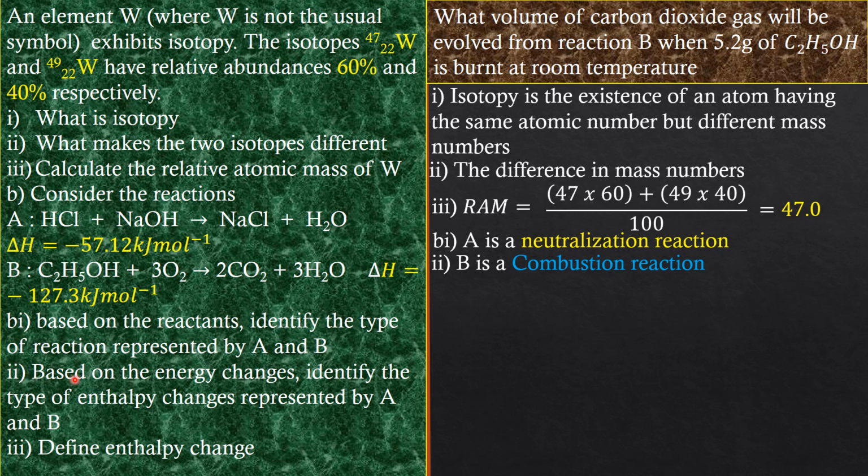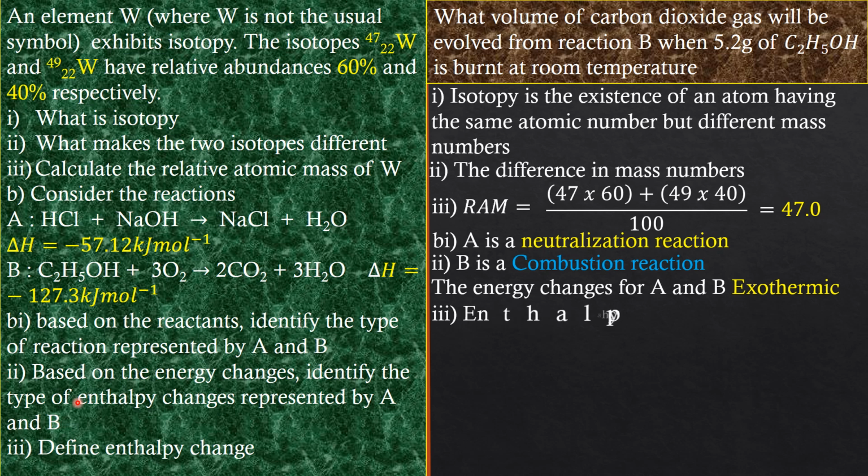Roman 2 says that based on the energy changes, identify the type of enthalpy changes represented by A and B. Since the delta H values, or the enthalpy changes of the two equations, are negative, it means that reactions A and B are exothermic reactions. If they were positive, it would have been an endothermic reaction, but since they are negative, it is an exothermic reaction.